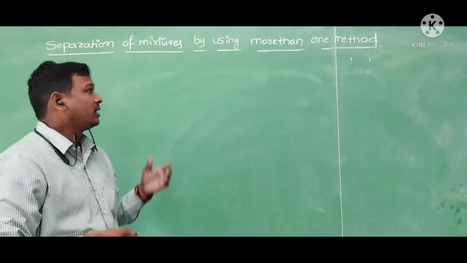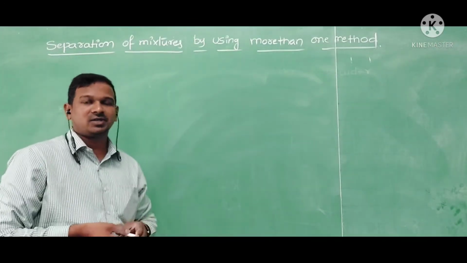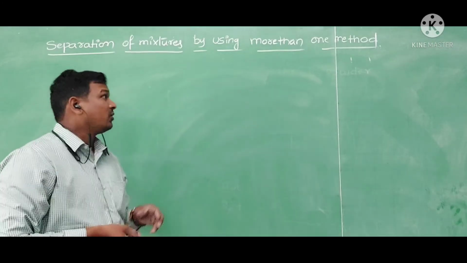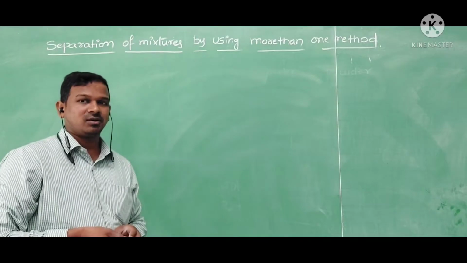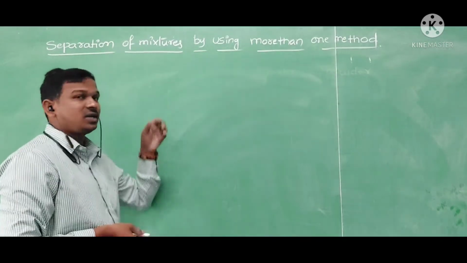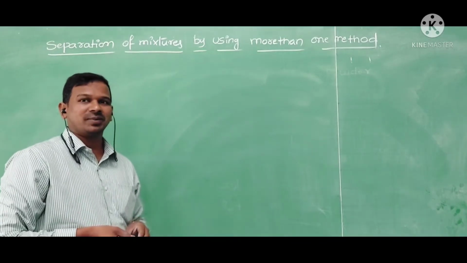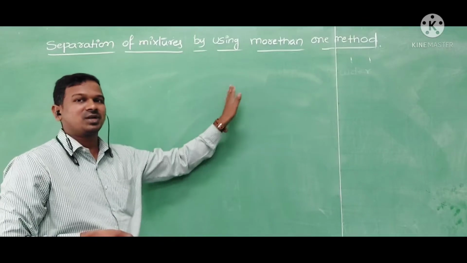For example, we are taking the mixture of common salt and chalk powder. We can separate the common salt from the chalk powder and common salt mixture by applying various methods. So let's see step by step how we are going to separate the common salt from the mixture of the common salt and the chalk powder.